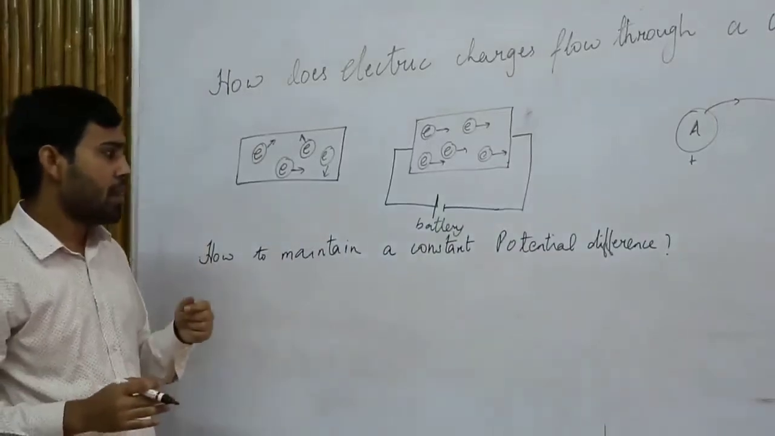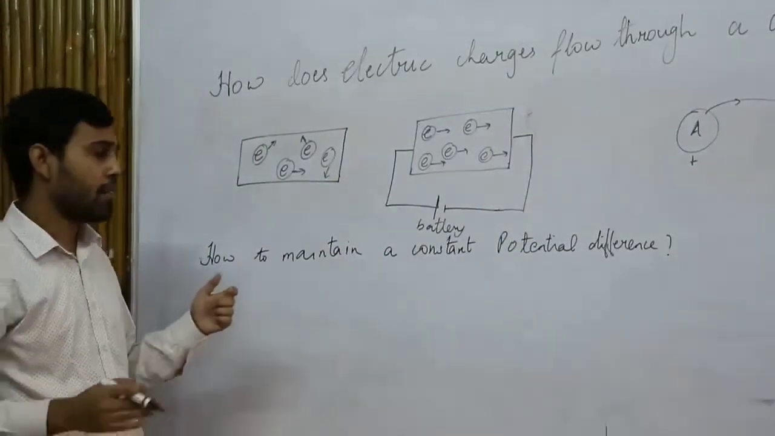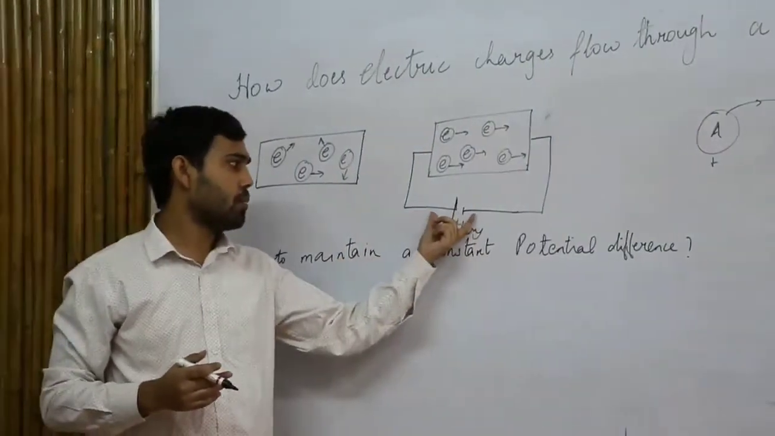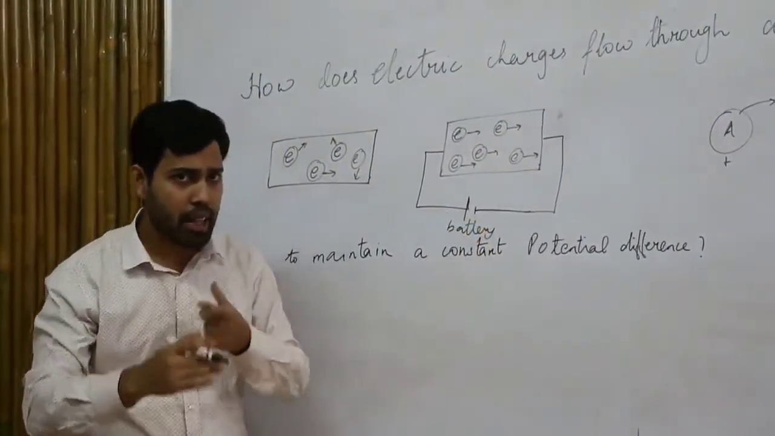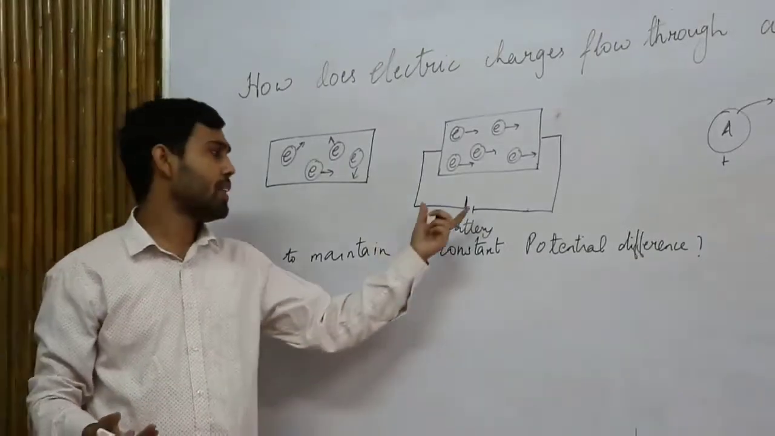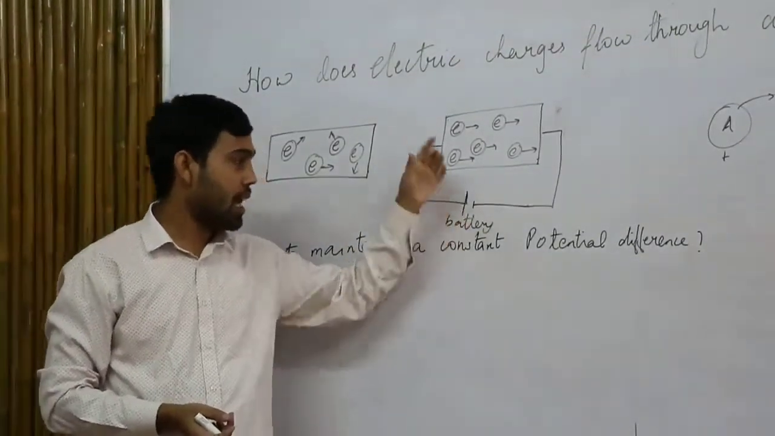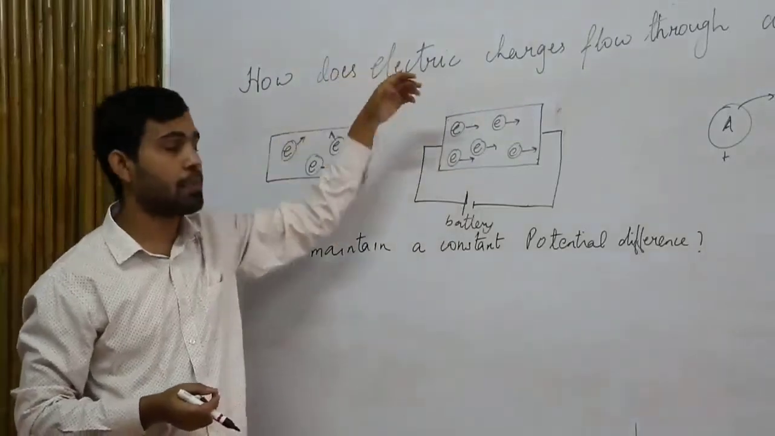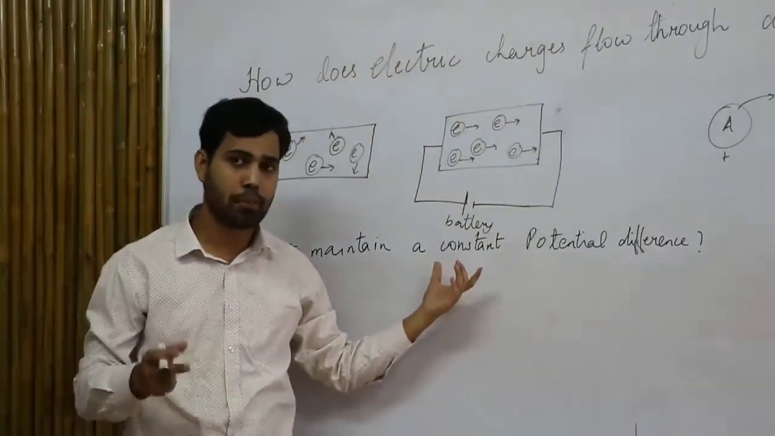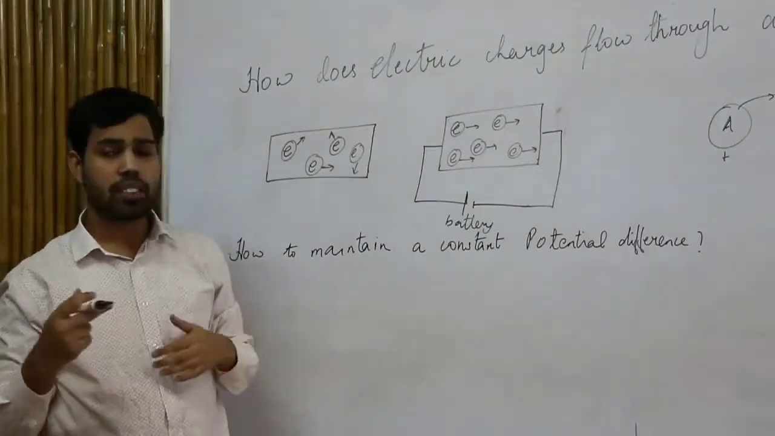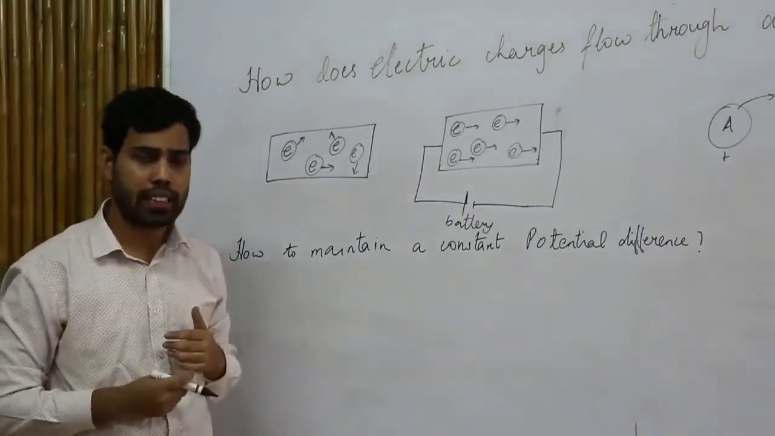We do this by using certain devices. Many devices are there. We can use a battery, which by the help of some chemical reaction will help maintain the terminals of a conductor at some constant potential difference. Another method of maintaining constant potential difference is by using an electric generator.